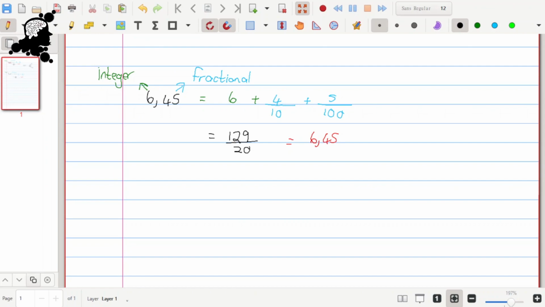Now let's talk about this fraction. 129, that's an integer. 20 is an integer. Both the numerator and the denominator are integers. Therefore, 6,45, we've written it as a rational number. We've written it as a fraction, and therefore it's a rational number. Wonderful.